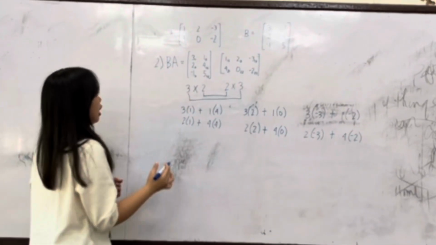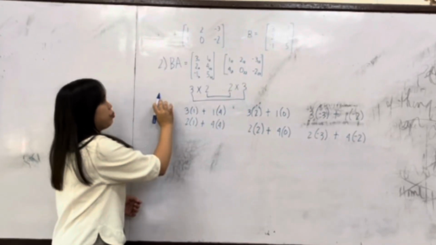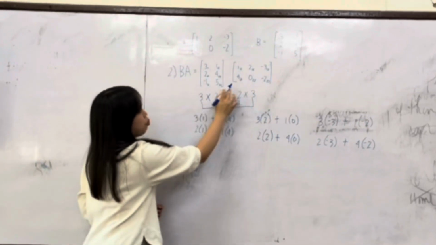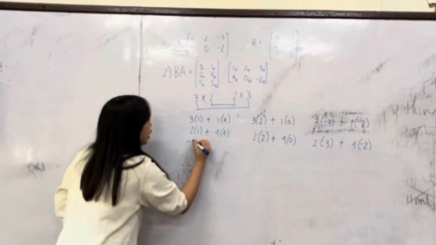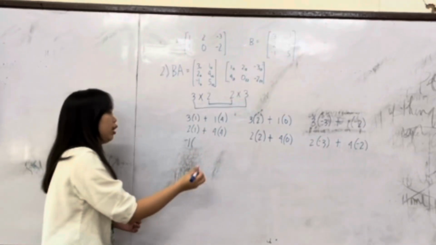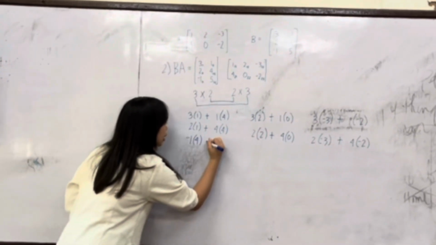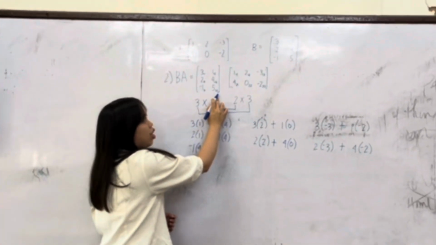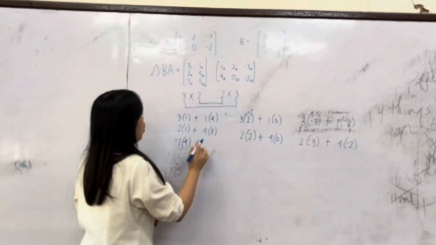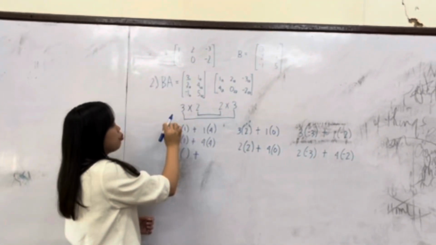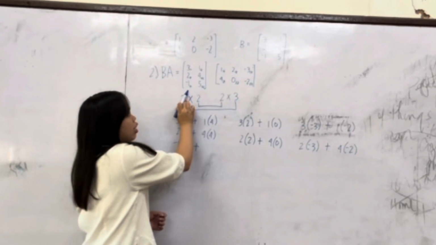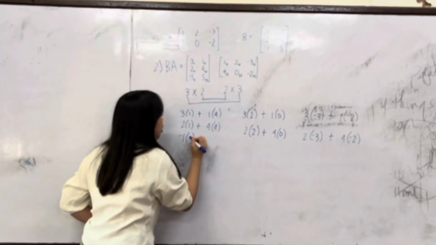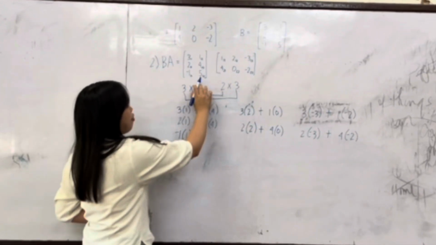Okay, now we're on the last one. And it will be b sub 3, 1 multiplied to a sub 1, 1. And that will be negative 1 multiplied to 4. And we will add b sub 3, 2 multiplied to a sub 2, 1. Oh, I got it wrong. It should be b sub 3, 1 multiplied to a sub 1, 1. So it will be negative 1 times 1 plus 5 times 4.